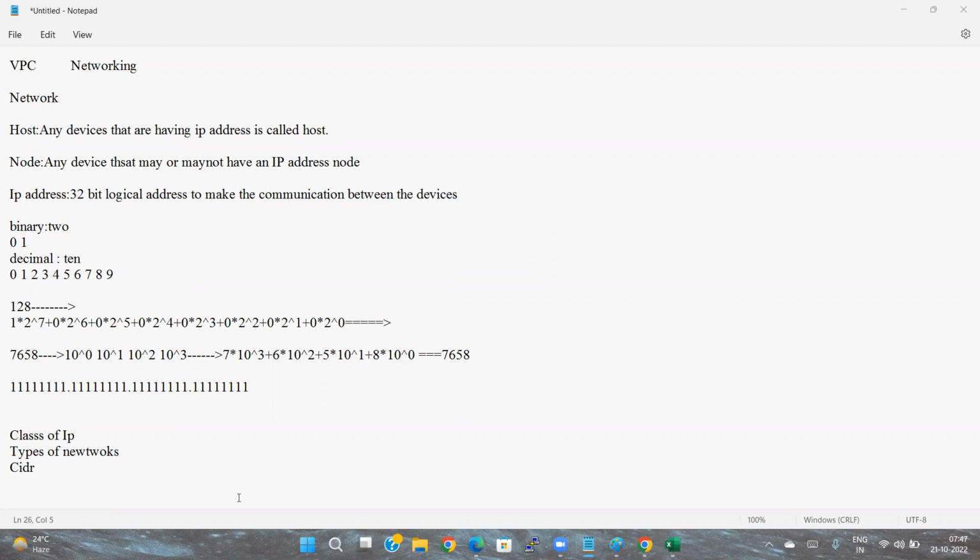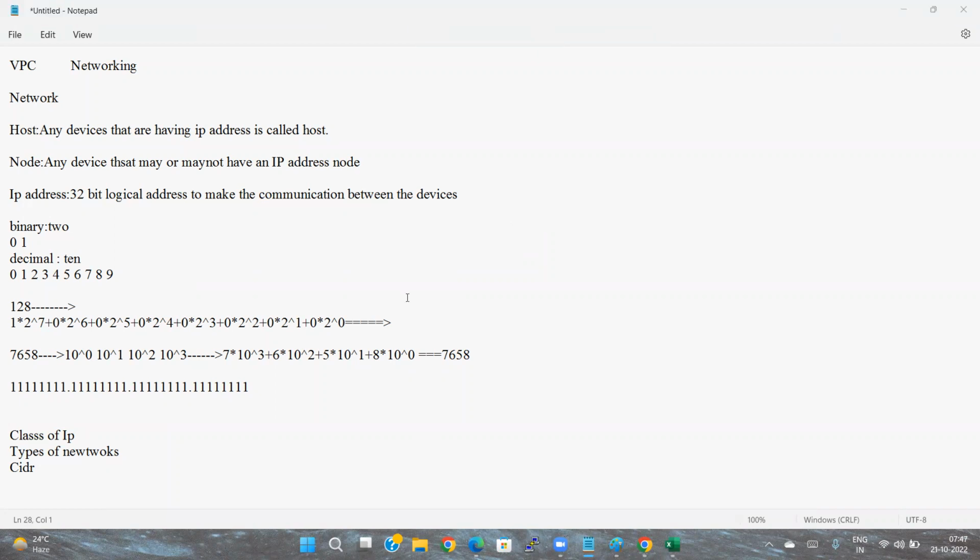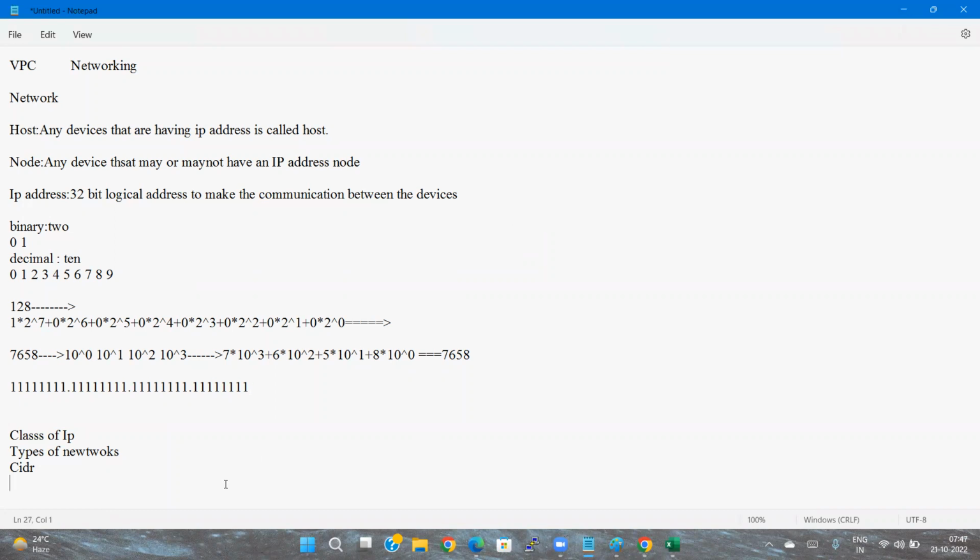Actually, there are two types of addresses which I need to specify. For any communication device, we have two types of addresses. One is the IP address, and the other one is the MAC address.